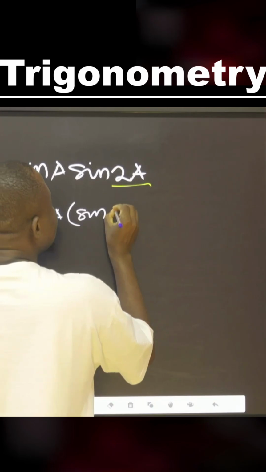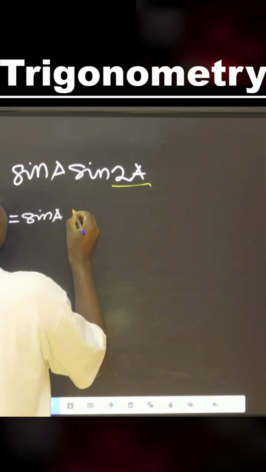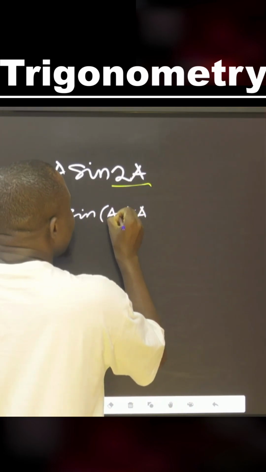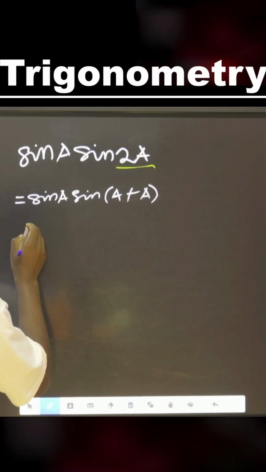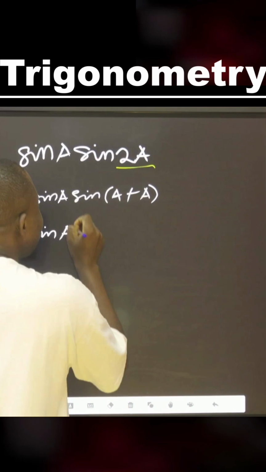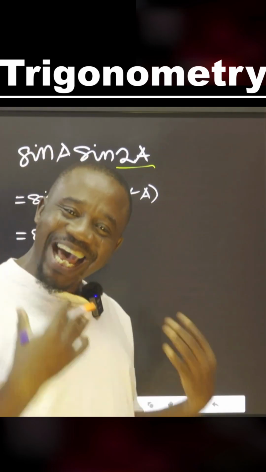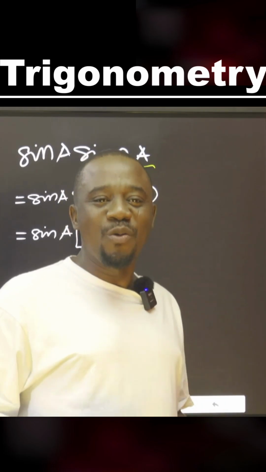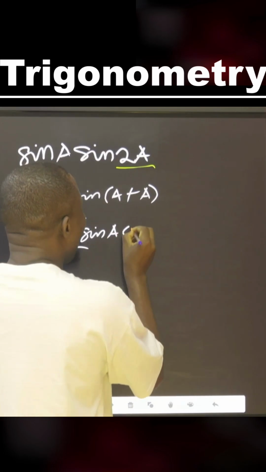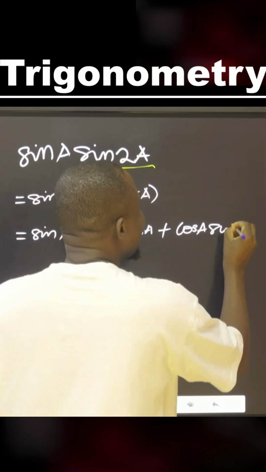sine(A plus A). You agree? That is the meaning of this. So this is sine A. What is this now? Sine A, sine A. That is sine, the good guy, sharing with cosine. Meaning sine A cos A plus cos A sine A.